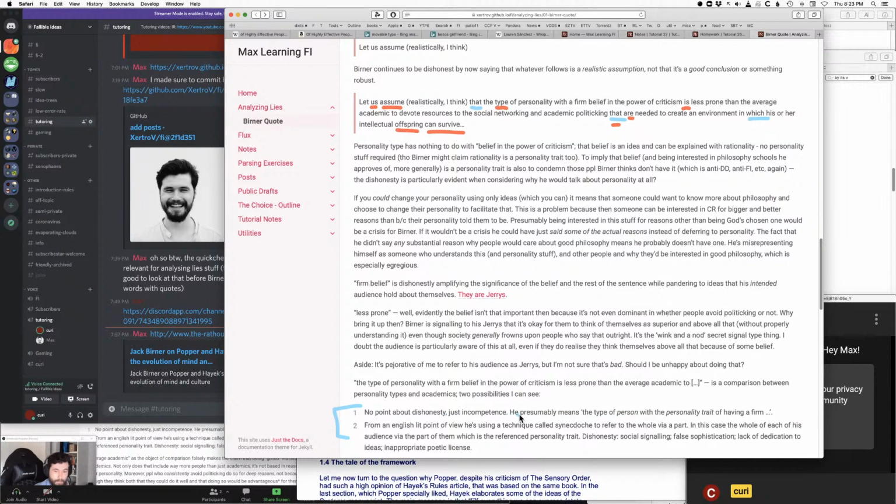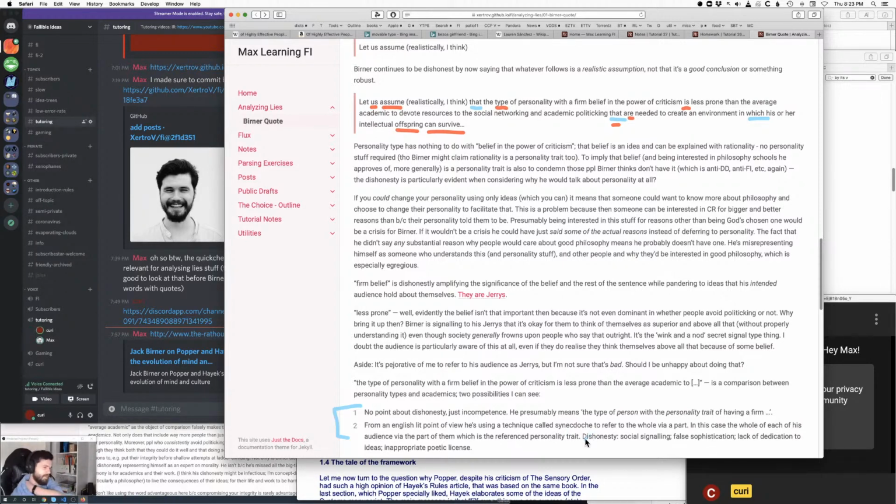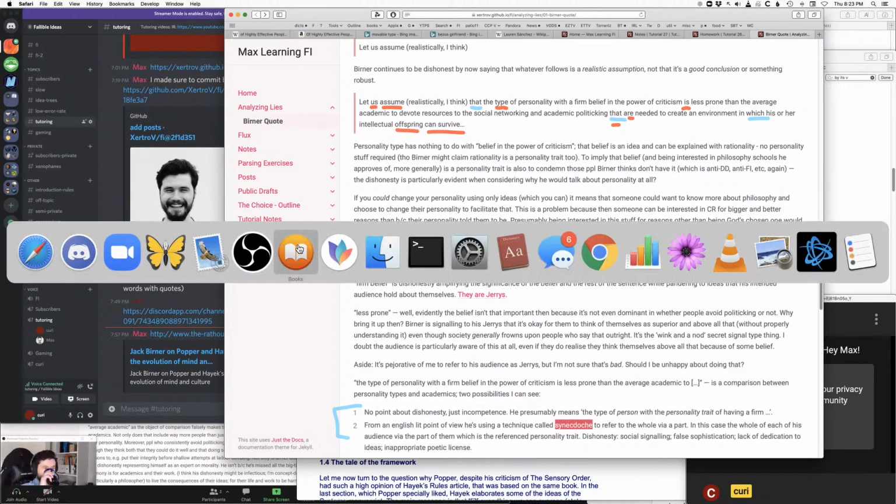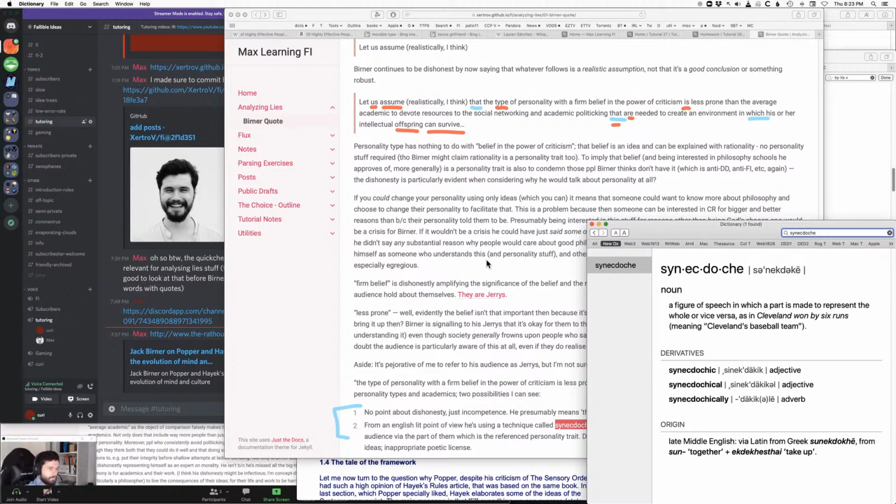No point about dishonesty, just saying. He probably means the type of person. From an English lit point of view, he's using a technique called synecdoche. Synecdoche, or synecdoche is how I hear people say it. I've never been certain about it, but it's a weird word. A part is made to represent the whole or vice versa.